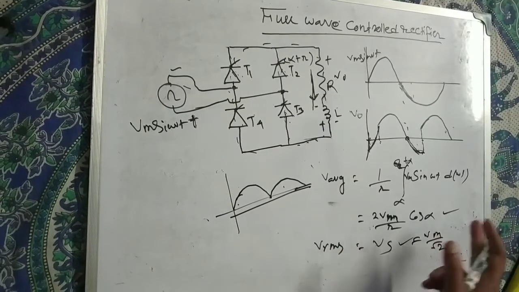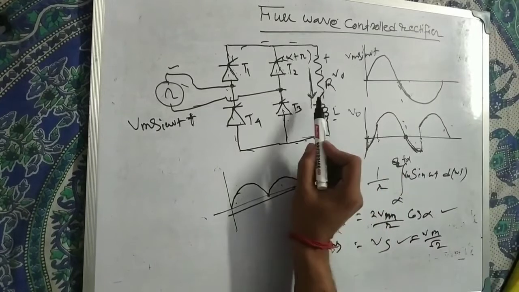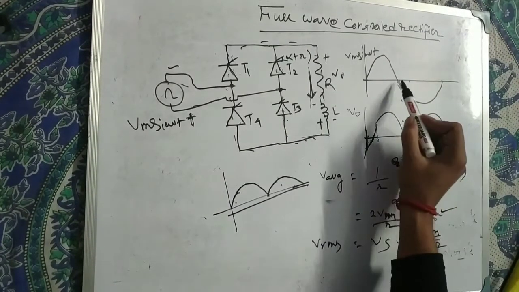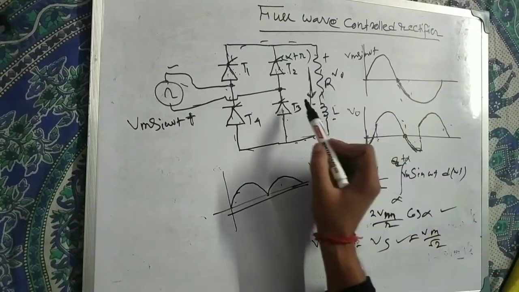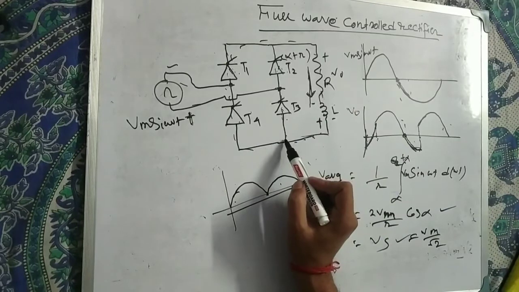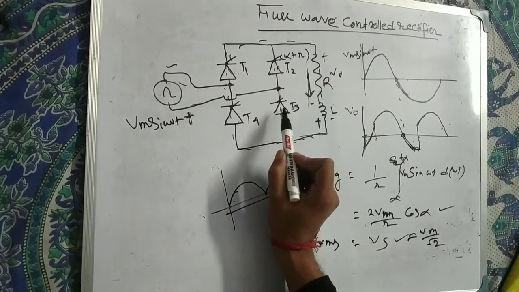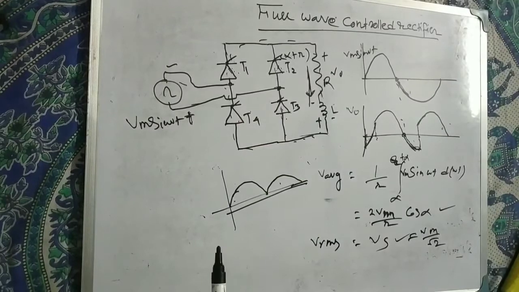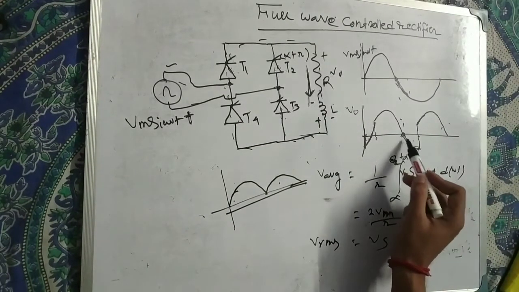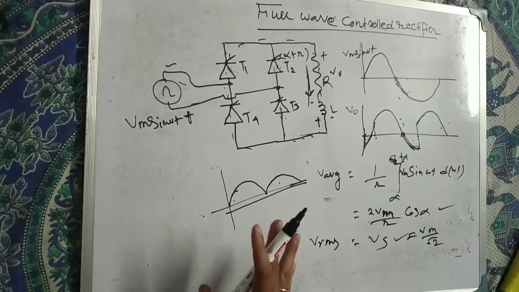In this condition, you have to keep in mind that the inductor will not allow a sudden change in current. So whenever the voltage goes to 0 and then negative, the inductor changes its polarity and forces the current to flow through T1 and T3. That's why the output voltage goes negative. Okay, this is the full wave controlled rectifier.